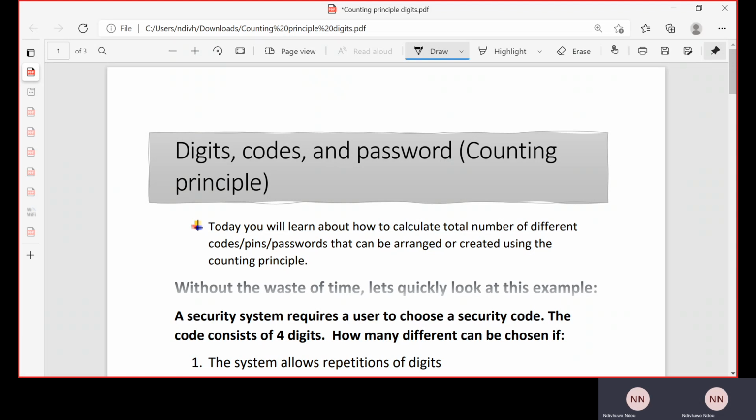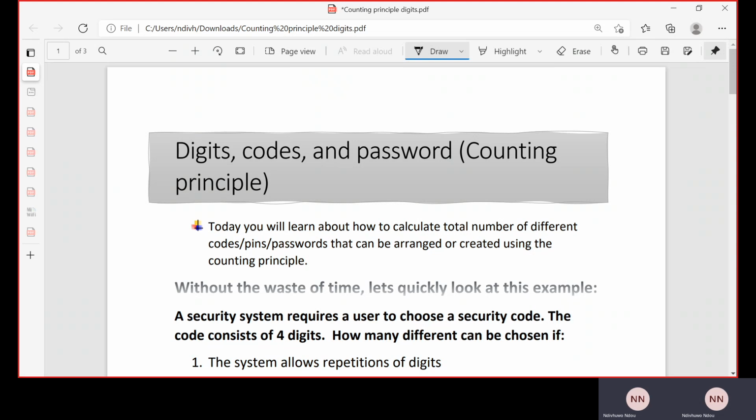Okay, so today you will learn how to calculate the total number of different codes, pins, and also passwords that can be formed using counting principle. So we have digits, right? Digits are from 0 to 9. Using those digits, we can form different codes, many pins, and many passwords.